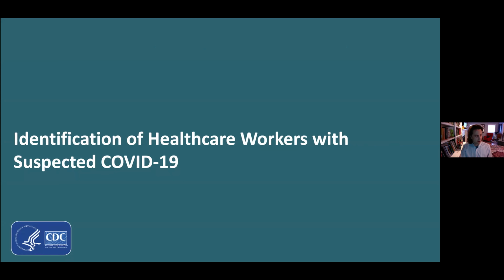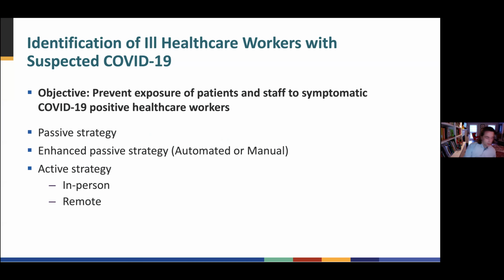First, we'll discuss strategies for the identification of healthcare workers with suspect COVID-19. The objective of strategies to support identification of symptomatic or ill healthcare workers is to prevent exposure of patients and staff to symptomatic COVID-19 positive staff. Different strategies, such as routine testing of healthcare workers, would be required to identify and prevent exposure to infected individuals that do not have or do not recognize their signs and symptoms. This discussion will focus on three strategies: passive, enhanced passive (automated and manual), and active strategies.